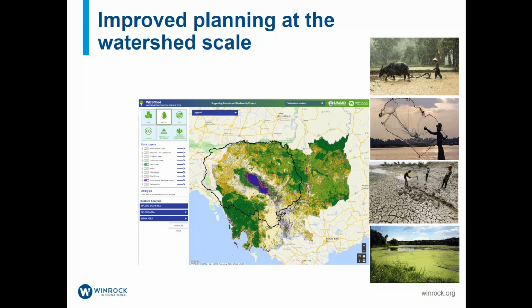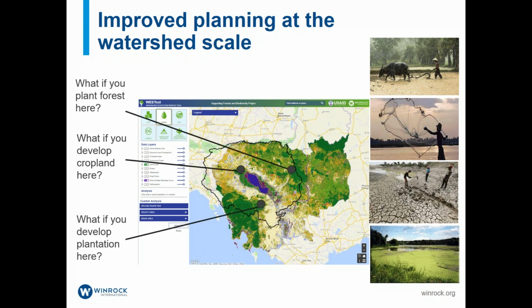For the Tonle Sap watershed outlined here, which is a vital resource for the people of Cambodia, it helps you to understand what if you planted forests here, what if you developed cropland there, planted a plantation over here. You can assess the impacts on the individual watersheds of the Tonle Sap and the entire Tonle Sap to try to piece together what would be a better development trajectory to conserve water, to avoid pollution, that supports all these vital resources like agriculture and fishery.